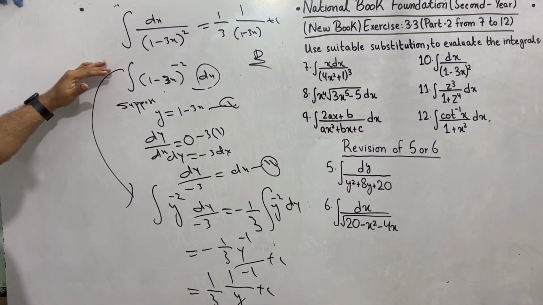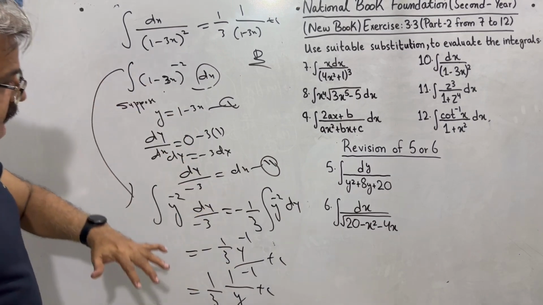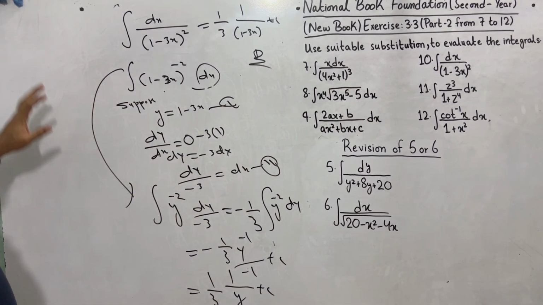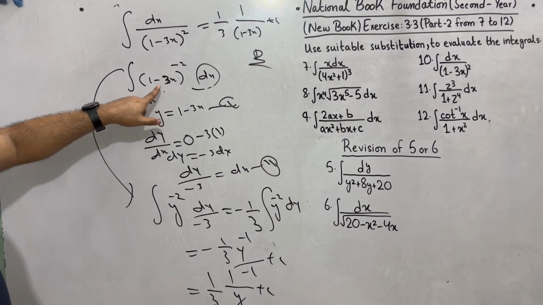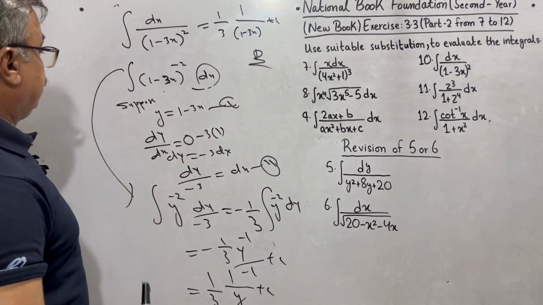I am taking trouble because of you in order to give you a good view. It is the understanding phase, the initial phase. Otherwise it's a simple one. Here, there is a deficiency of minus 3. Divide and multiply by minus 3. Add 1 to the power of the function.